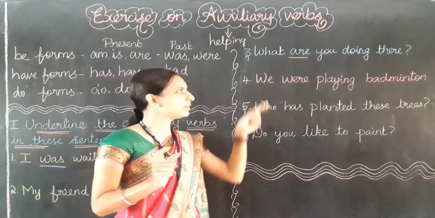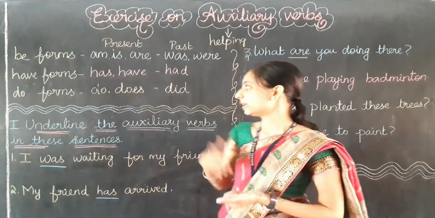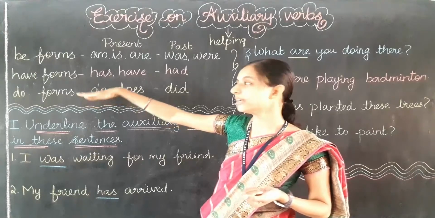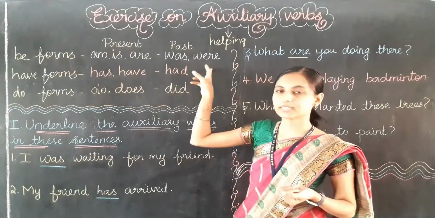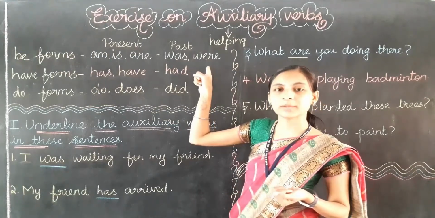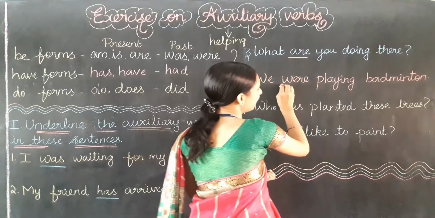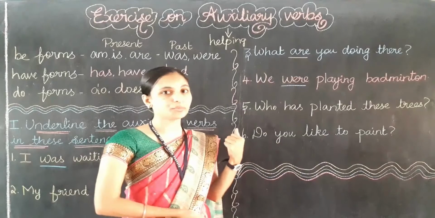Am I right? Is were an auxiliary verb? Can you find were in this form? No. In which form can we find were? Yes, in be form verbs we can find were. See, in the past form we can see were, W-E-R-E, that is here only. So I am going to underline were. Clear, children? Okay, let's do the fifth one.